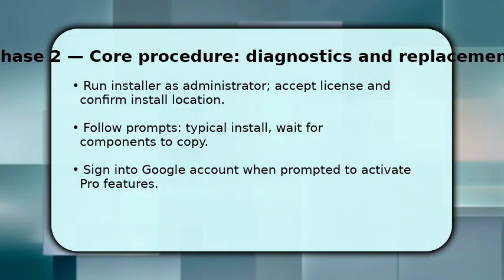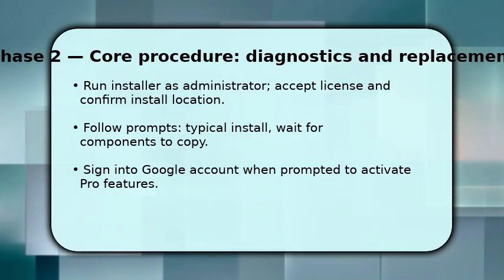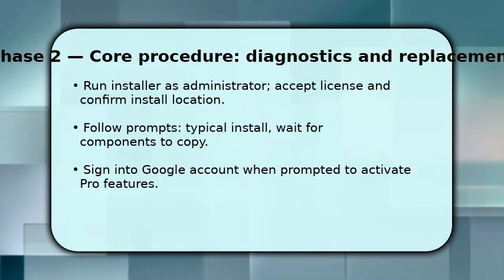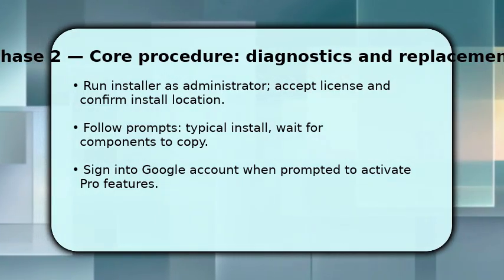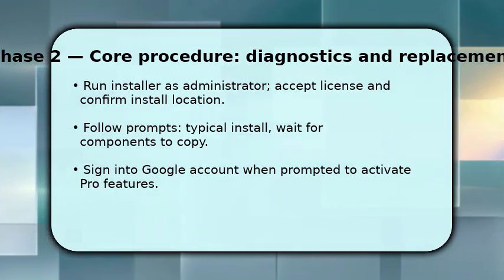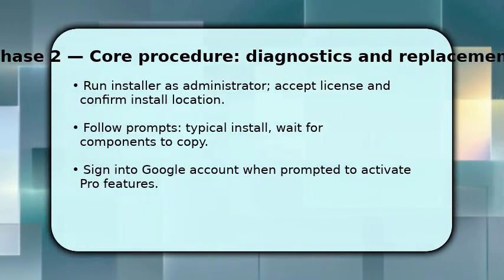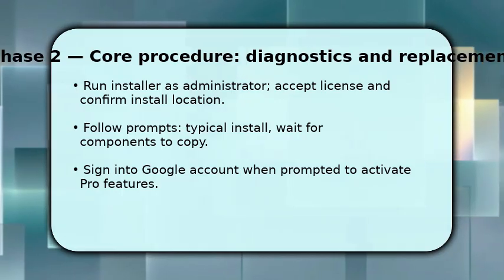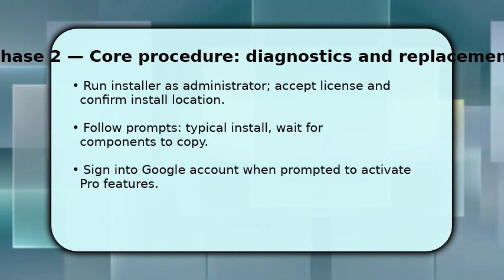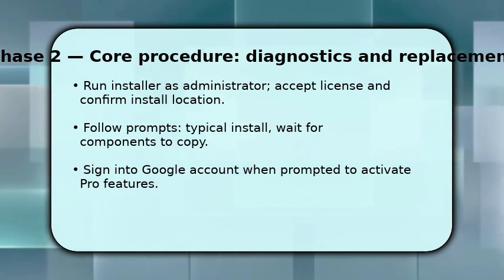During installation, choose the default or a custom location if you manage disk layout. Once the files copy, launch Google Earth Pro and sign in with your Google account to unlock Pro functions. Signing in ties preferences and allows import/export features. If prompted for a license code, enter the account details. Pro is free, but activation verifies your user status and synchronizes settings.